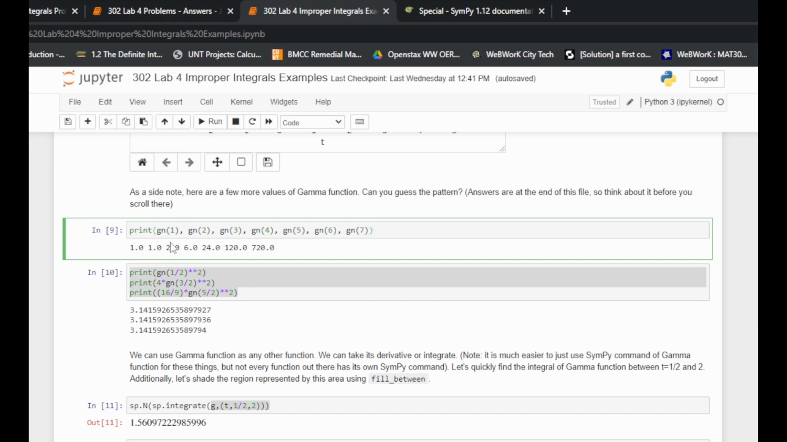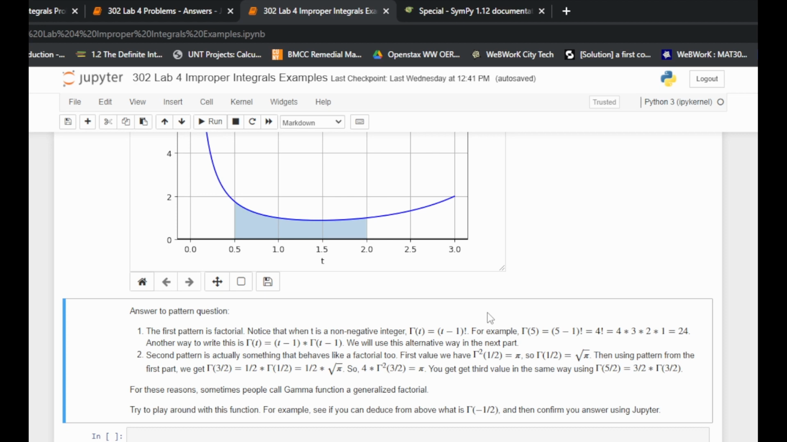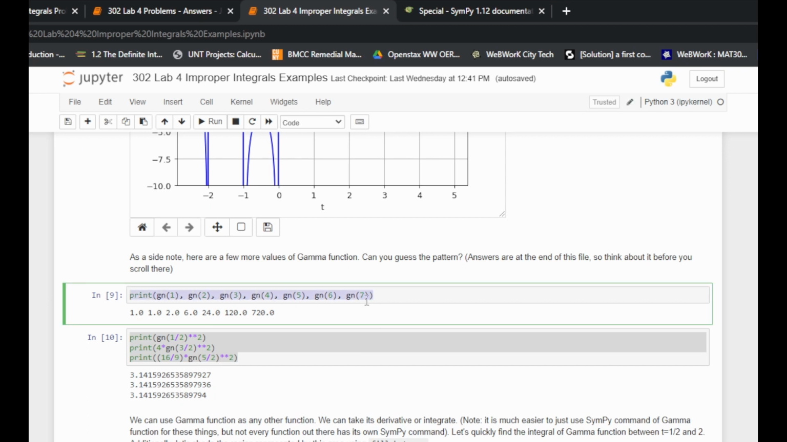If you're not familiar with factorial function, it's in essence just a product of consecutive decreasing integers from the number you have until 1. So for example, 5 factorial would be 5 times 4 times 3 times 2 times 1. And specifically for gamma function, gamma of t is just t minus 1 factorial. So for example, gamma of 5 will be 4 factorial, which is 4 times 3 times 2 times 1, so that would be 24. So now you can see all of these values are just that.